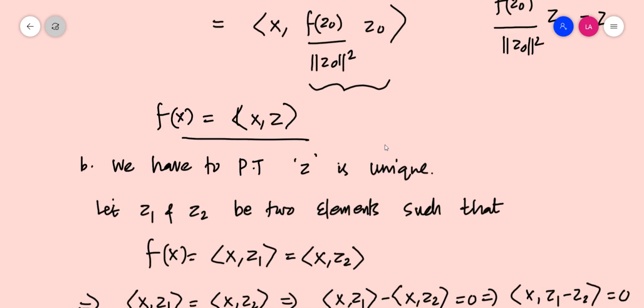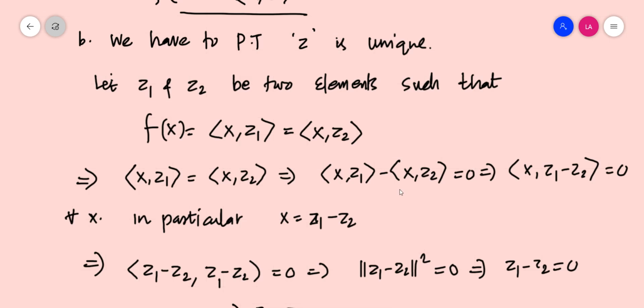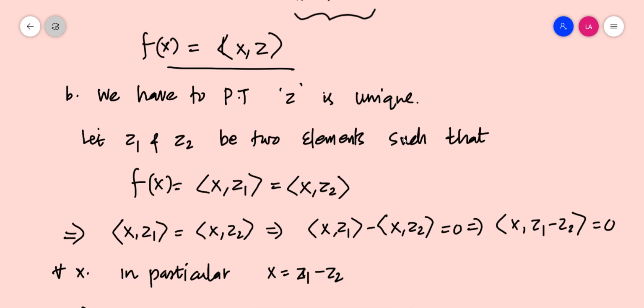Next we have proved that our choice of z is unique. Third, we have proved that norm f is equal to norm z. And so this means that every bounded linear functional which is defined on a Hilbert space can be uniquely represented by an inner product which depends upon a unique element z. So this is the result.